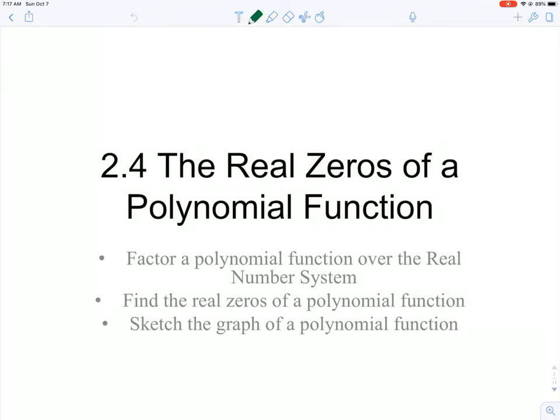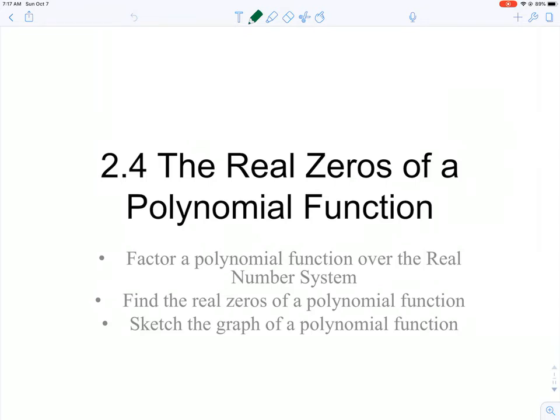So in section 2.4, we are identifying the real zeros of a given polynomial function. And you guys already know how to do this for quadratics by either factoring or quadratic formula. But now we're going to be looking at finding the real zeros for higher degree polynomial functions. So we're going to be factoring a polynomial function over the real number system.